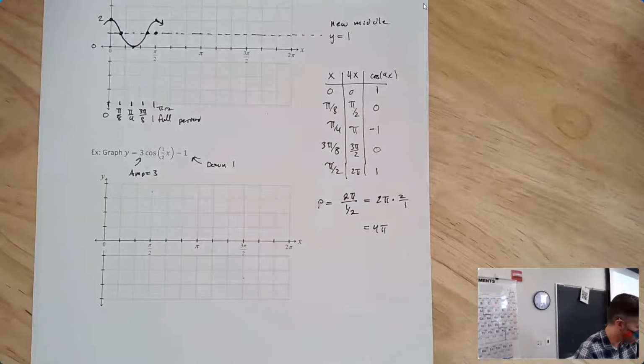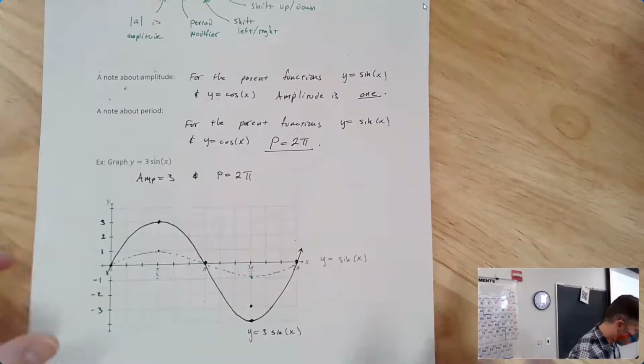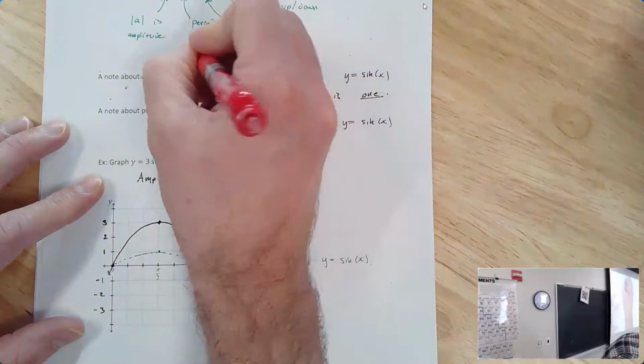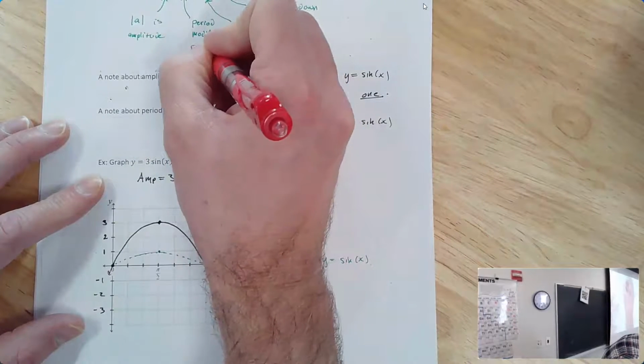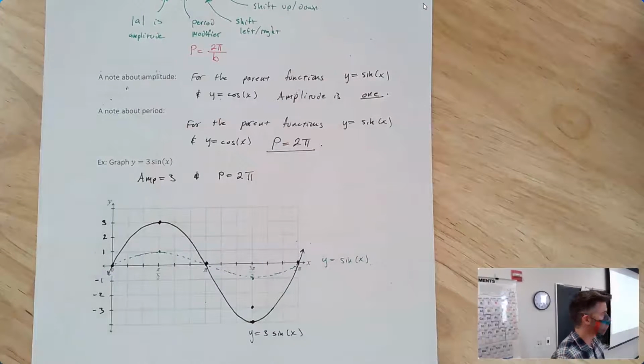In fact, I feel like I should go back to a previous page, the second page of notes, and point out that the period is equal to 2 pi divided by the coefficient b. That's the fastest way of finding it.